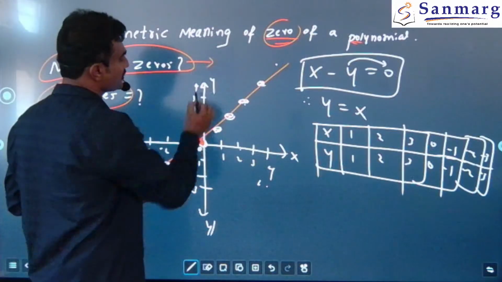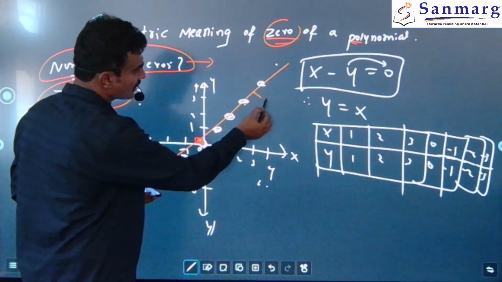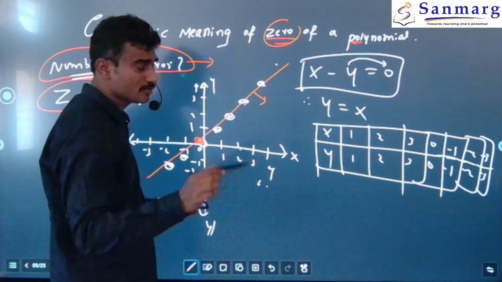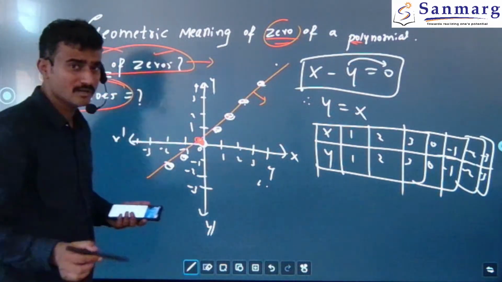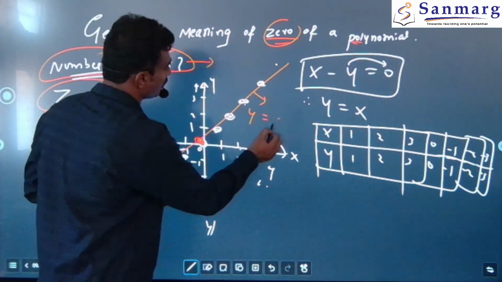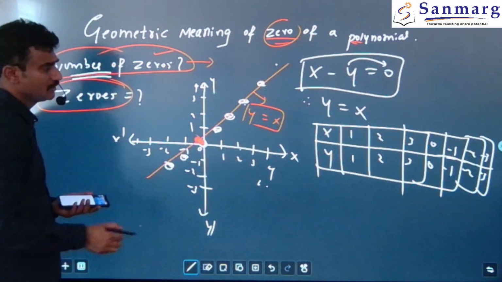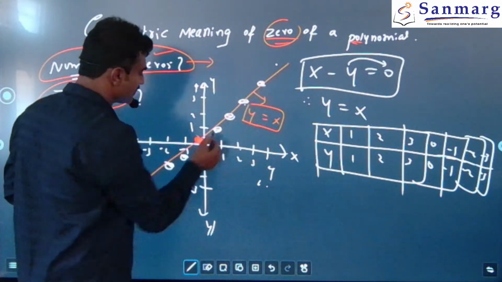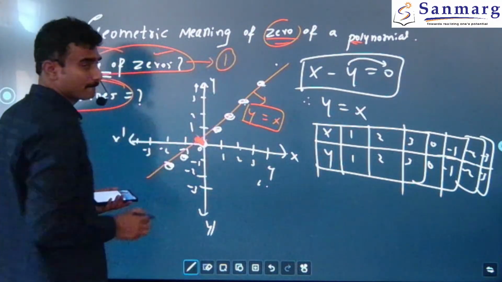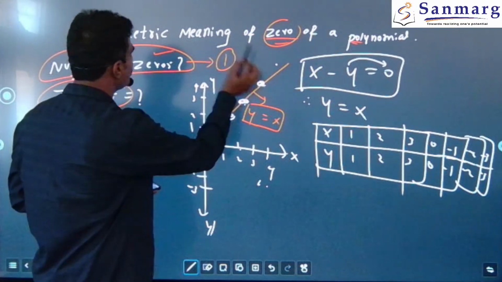So how do you find the number of zeros? Just by observing the diagram. How many times does the graph touch the x-axis? Based on that we can figure out how many zeros are possible. For example, this graph which I have drawn, y equal to x, is touching the x-axis just once. Therefore the number of zeros is 1. Suppose it is touching the x-axis 2 times, then the number of zeros will be 2.